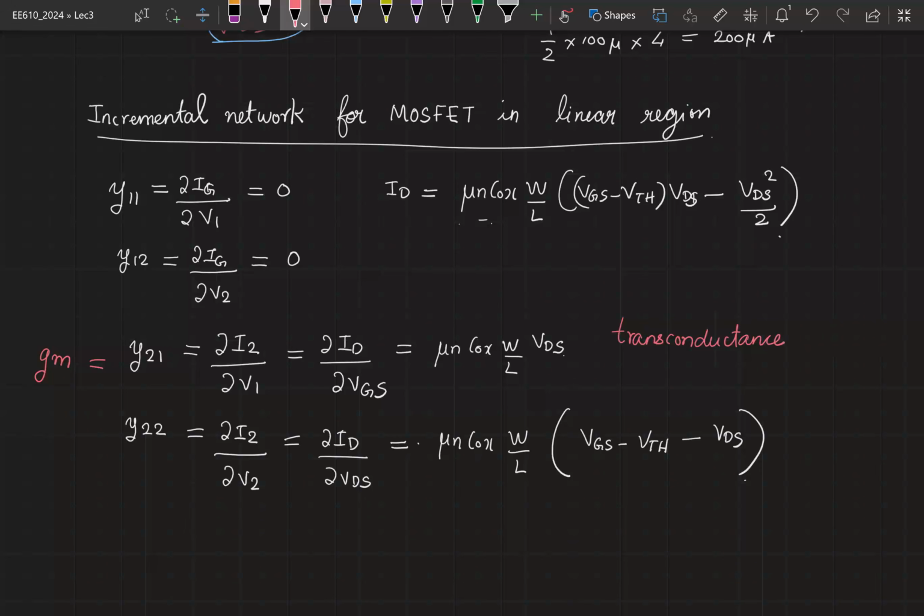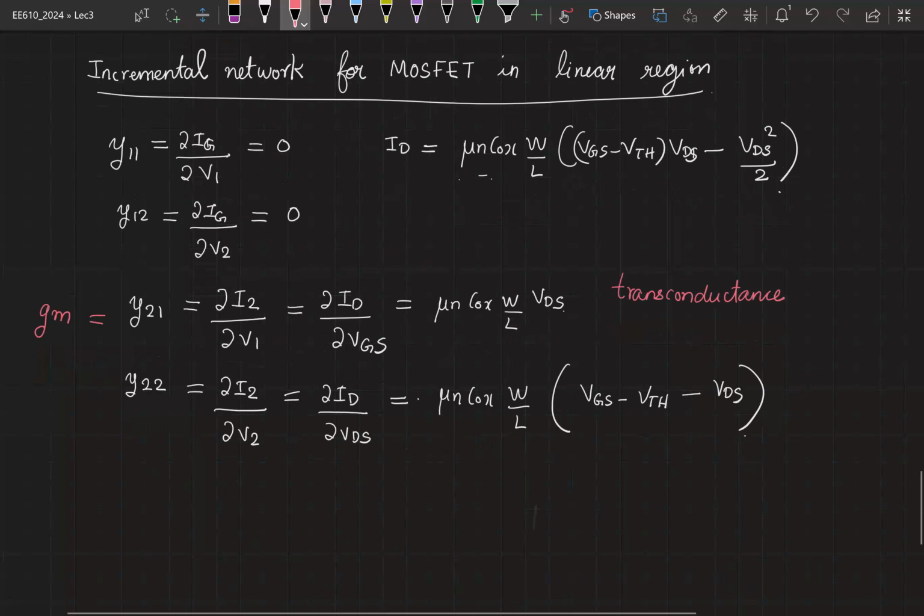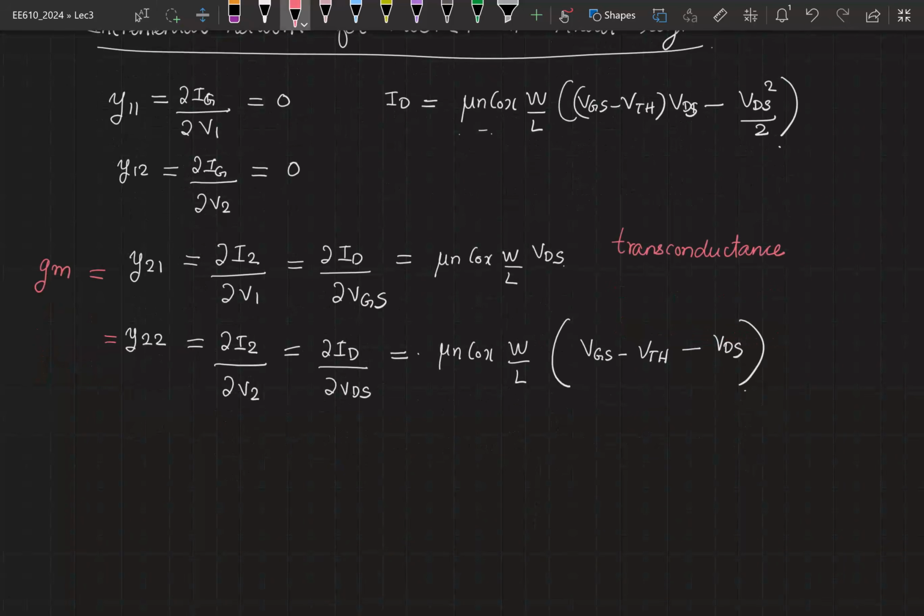A conductance relates the voltage and current at the same port. A transconductance relates the voltage at one port to the current at a different port. Right? So it is conductance of some sort, but trans. So transconductance. Now Y22 is simply GDS.